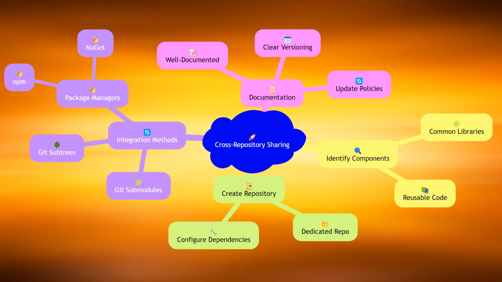To implement cross-repository sharing, start by identifying common components or libraries that can be shared across projects. Next, create a dedicated repository for these shared components and configure your projects to use them as dependencies. This can be achieved using Git submodules, subtrees, or package managers like npm or NuGet. Ensure that the shared repository is well documented and maintained, with clear versioning and update policies. This section will provide a detailed guide to setting up cross-repository sharing effectively.